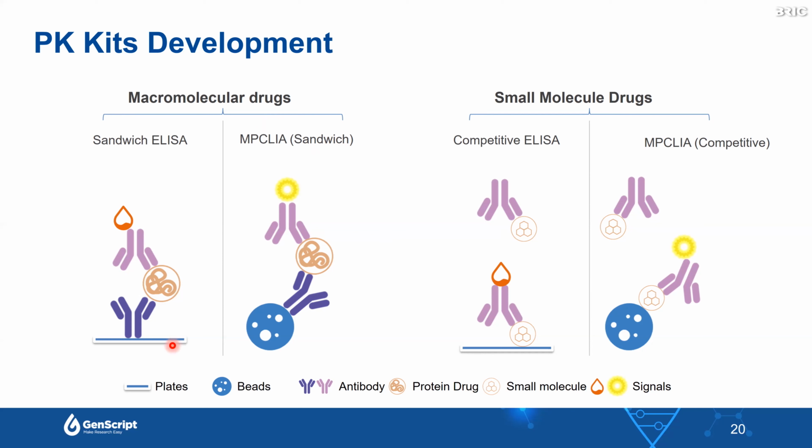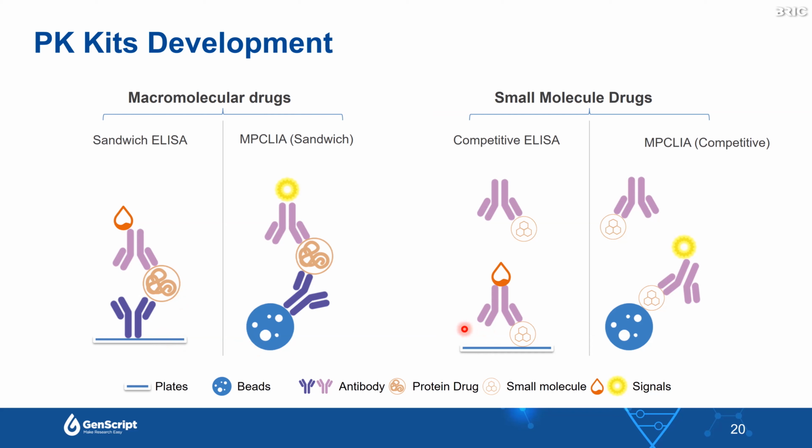The capture antibody can bind to epitope 1, and the detecting antibody can bind to another epitope, and then this will be a good pairing. If we conjugate the capture antibody on the magnetic beads, and then the detecting antibody is read by chemiluminescence, then this will be the magnetic particle-based chemiluminescent sandwich immunoassay.